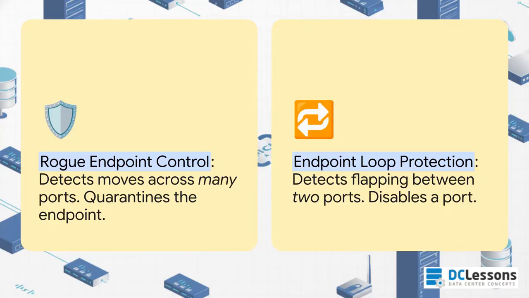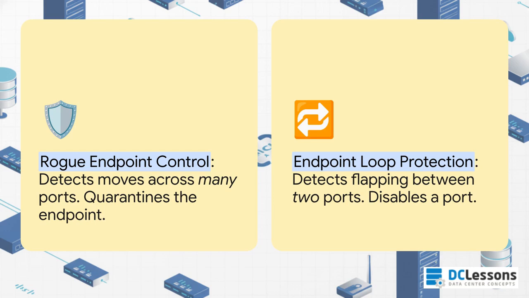So let's put these side by side, because this distinction is really critical. Rogue endpoint control is built for broad instability, an endpoint jumping all over the place. Its action? Quarantine the endpoint itself. Endpoint loop protection, on the other hand, is for a specific loop between two ports, and its action is to disable the port or stop learning.